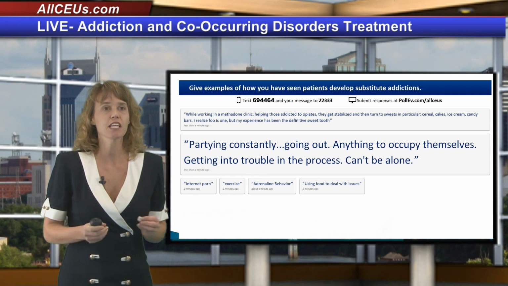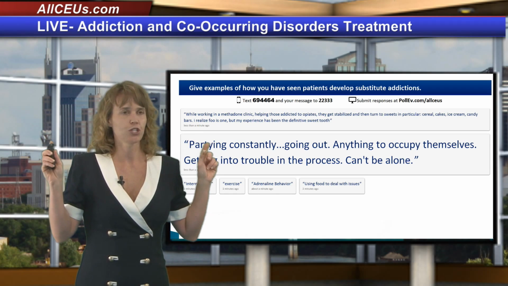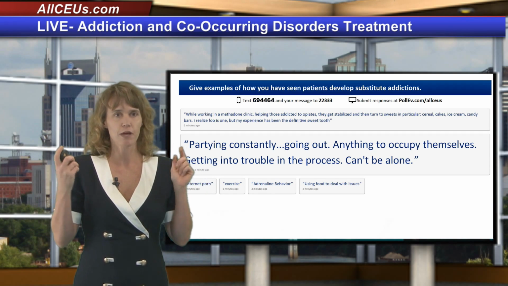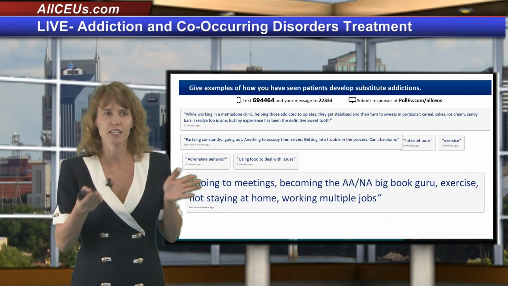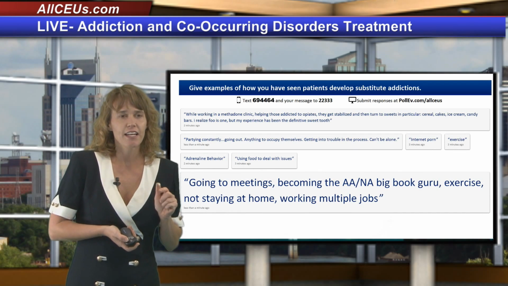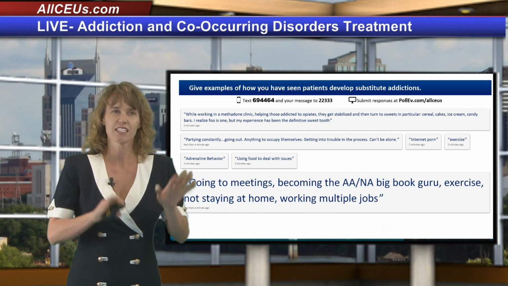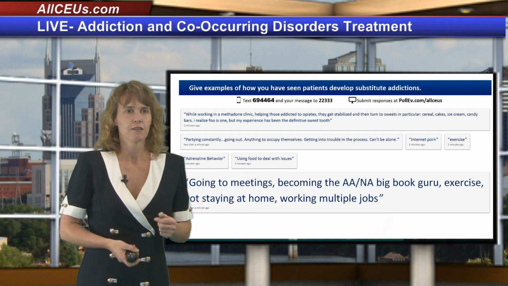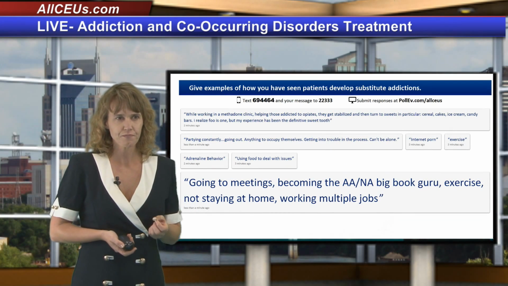Anything to occupy themselves. I need to forget about whatever it is that's bothering me. So if it means turning around in circles and singing the ABCs, maybe that's what I'll do. Getting into trouble. Again, there's an adrenaline component there. And can't be alone. Needing other people to validate their existence and say, you're okay. You've made some bad choices, but I like you. That validates them and gives them a sense of belonging.